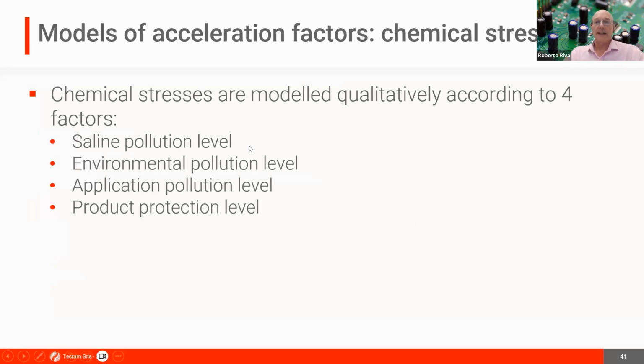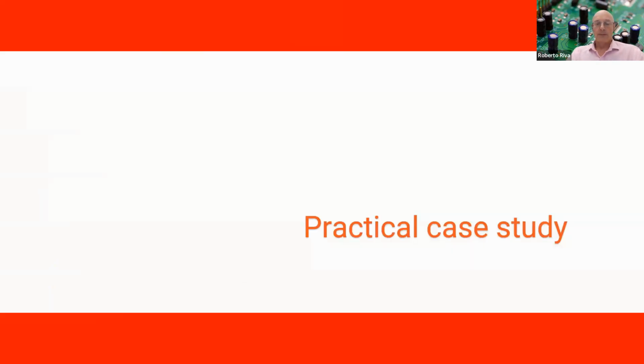And then as far as the other element regarding the chemical stresses, so saline pollution level, environmental pollution, etc., those are basically pull-down menus where you just select a voice that is appropriate, and obviously behind the voice there will be a numerical number. So let's have a look now at a practical case study.